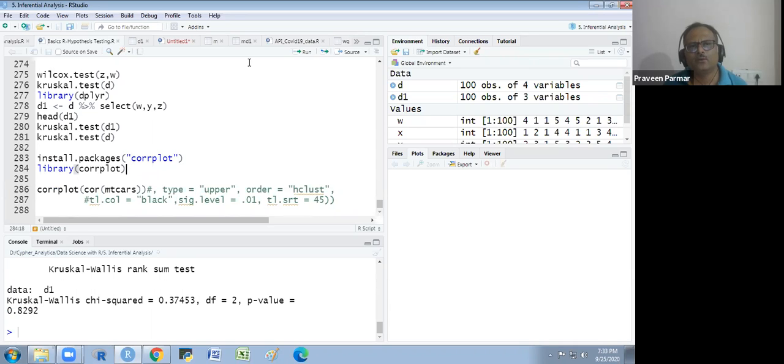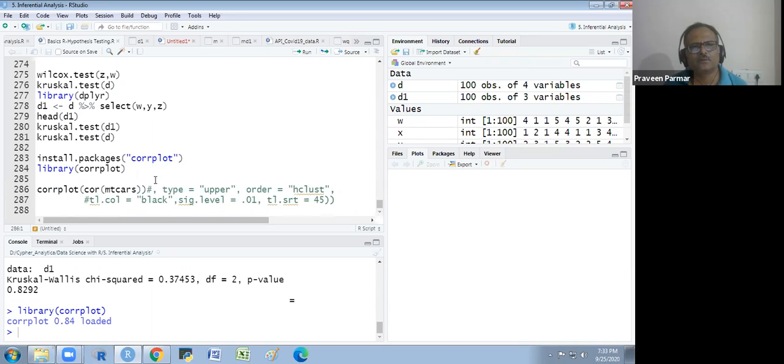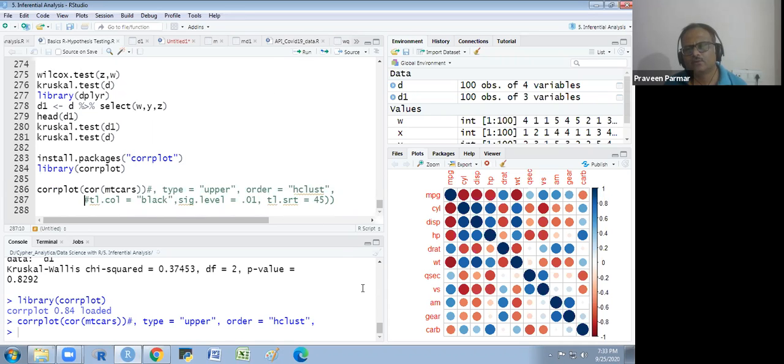We could make a correlation plot for mtcars, if you see. It is the correlation plot I just made here. Why I made it, I don't know. It is not related to the inference analysis. I was just practicing something, so I have put this syntax here.